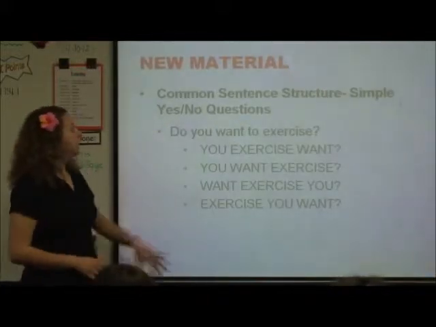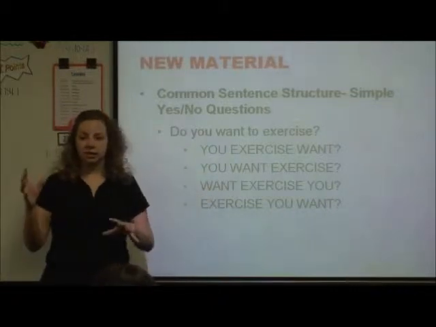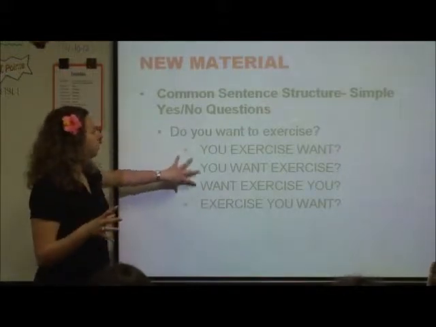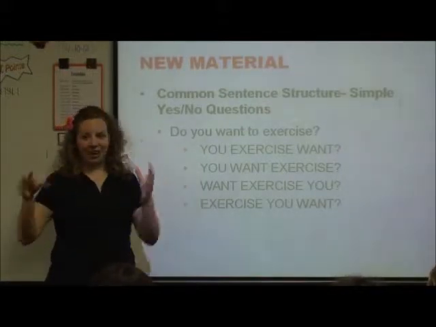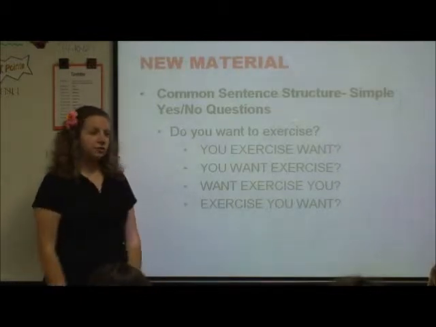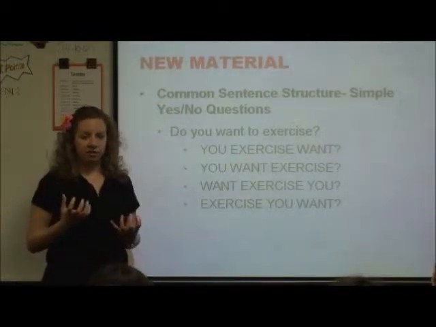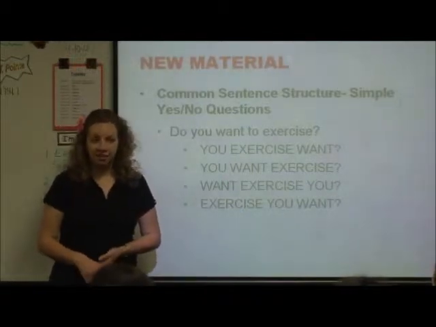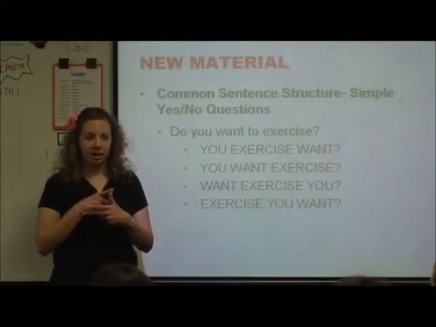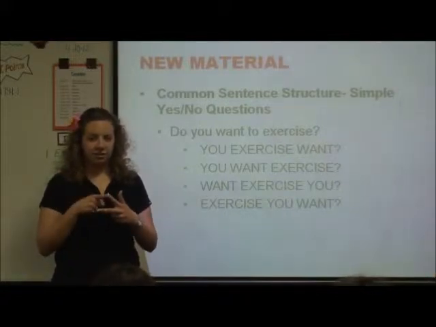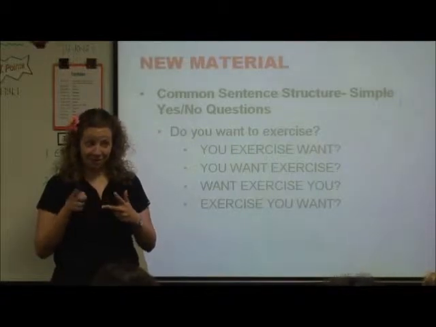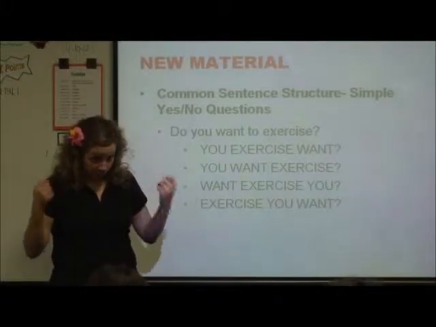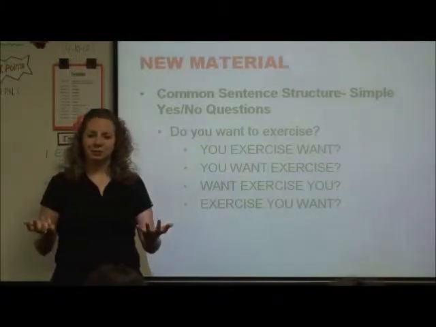Okay, so in this one, they said that you can do it any of the ways. Remember how it said it was variable? So any order that you want to put it in will be acceptable. All of these mean "do you want to exercise" if you add the right non-manual things to it. So if you just sign "you exercise want," that would mean you want to exercise. But if I add the first one, my eye contact, the second one, my eyebrows up, and the third one, my head tilted forward, then that means, do you want to exercise?